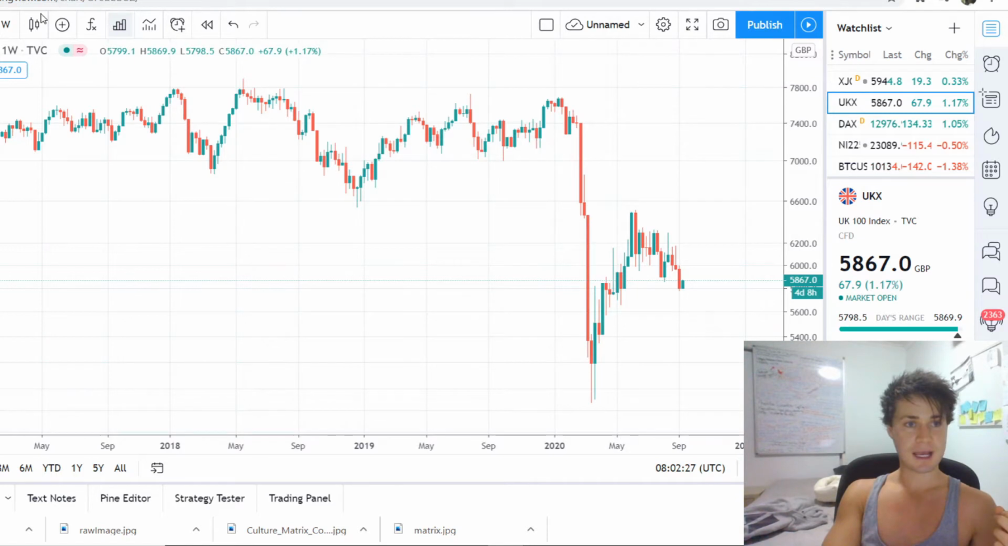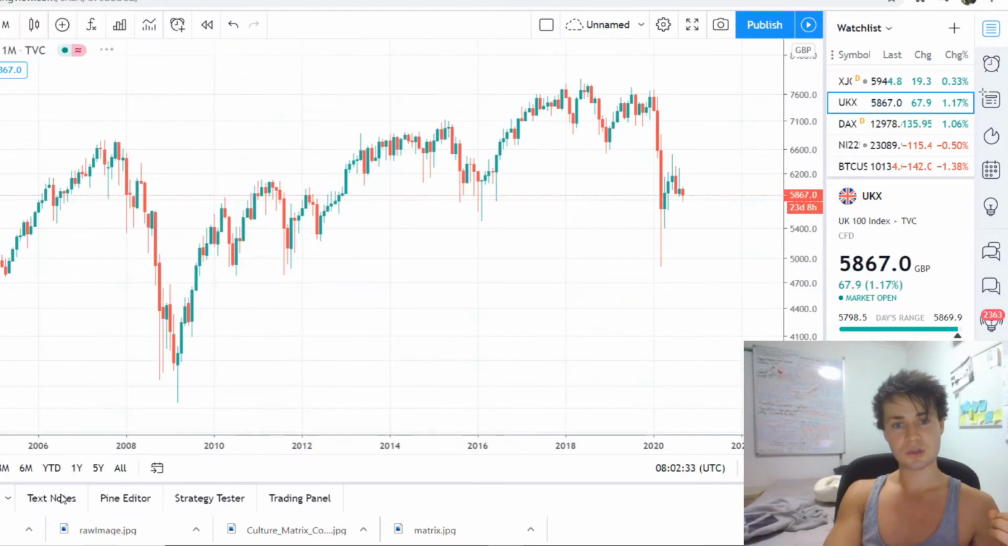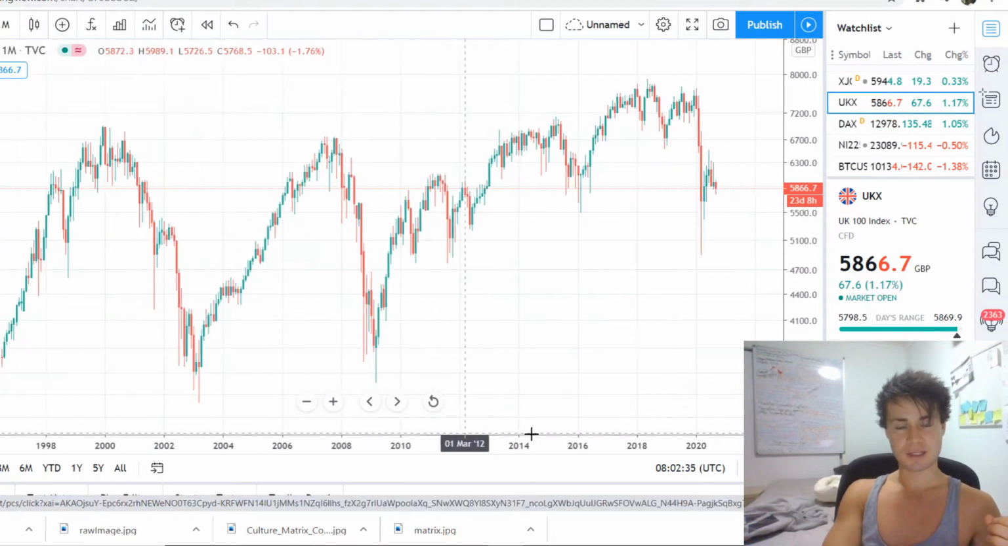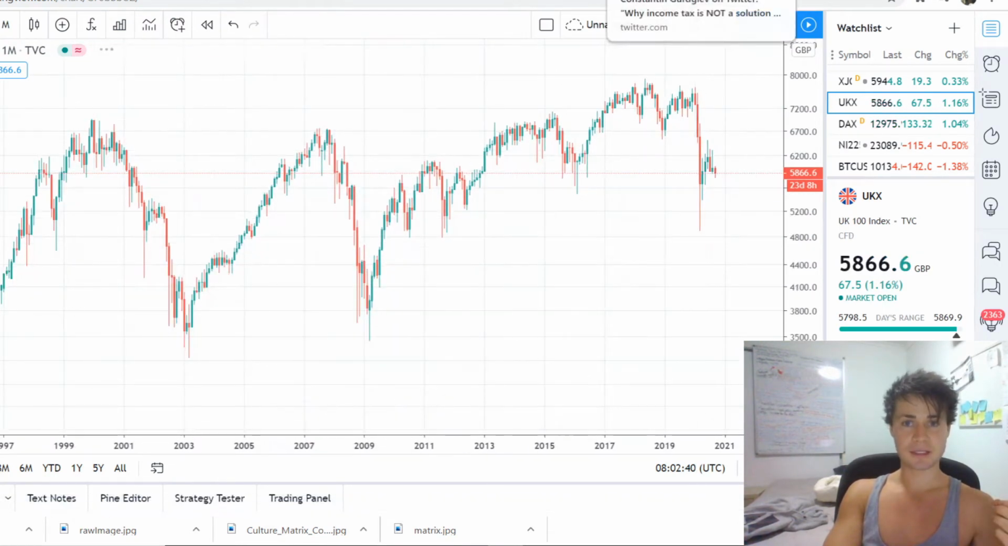So let's have a look at the same graph. So the UK 100, this is the FTSE. Let's have a look when you price it in dollars and why it looks so different when you price it in gold. So we're looking over here on this other graph.